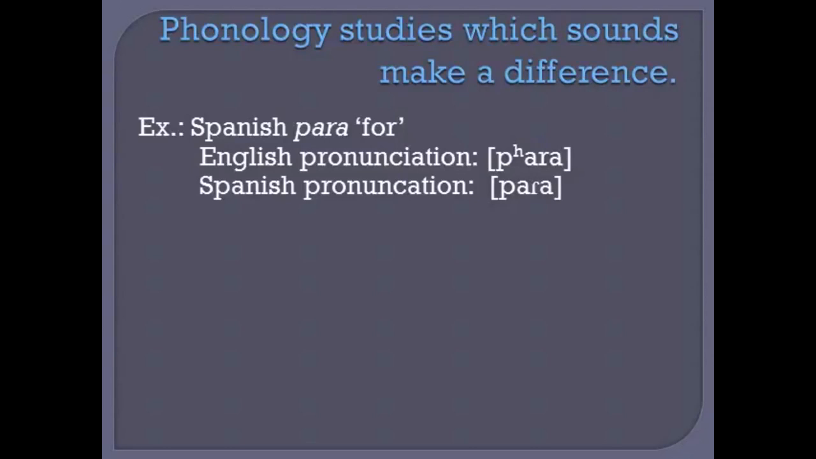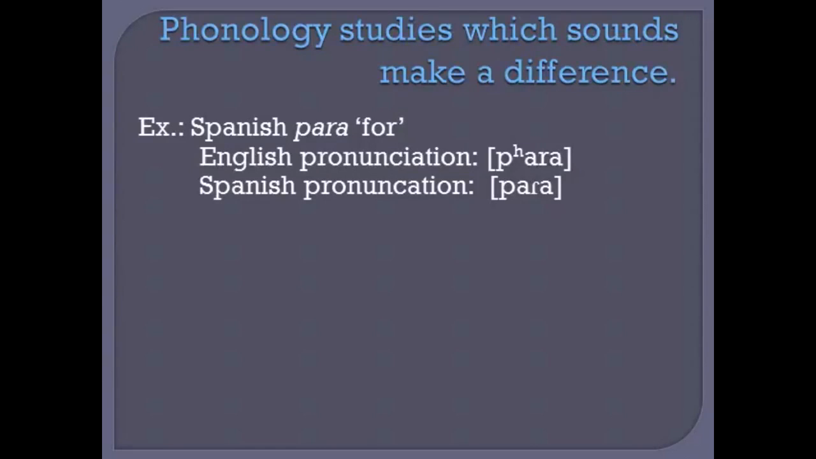So for instance, if you've taken a Spanish class, or you walk into a Spanish class and you see the word para, P-A-R-A, which one of its meanings is for, and you're an English speaker, you're probably going to pronounce that word para with an aspirated P, that's what that small h indicates, and a very English sounding R. And that's an acceptable pronunciation, but it's going to sound like you're an English speaker. You'll have an English accent.